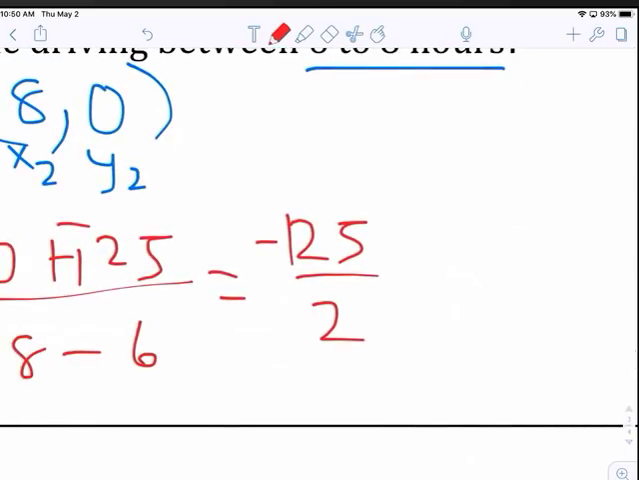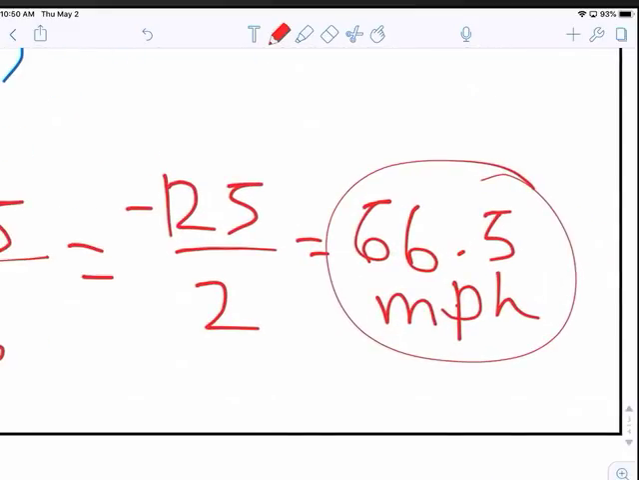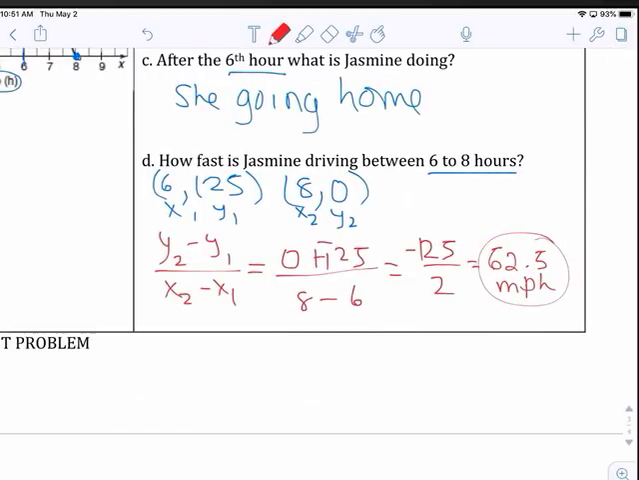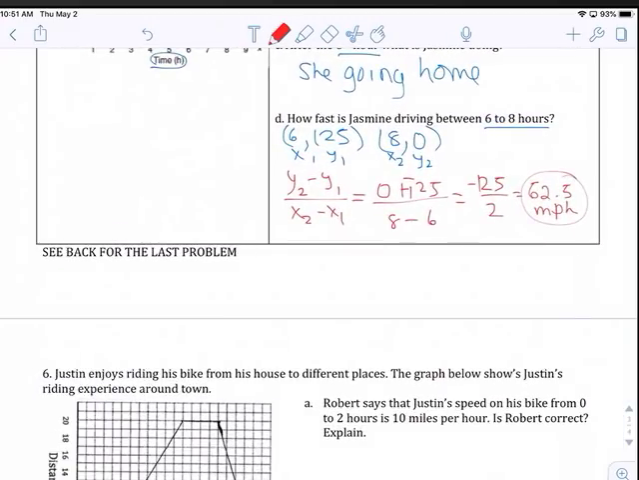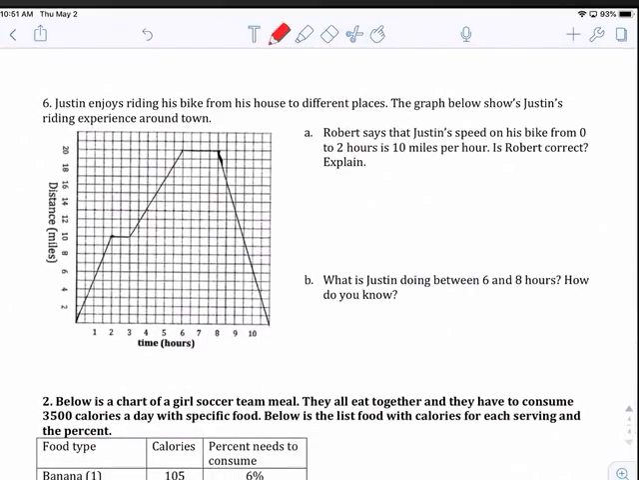Okay, so when you divide, you get 62.5 miles per hour. That's how fast. These are the last two problems, the last two problems on the back.